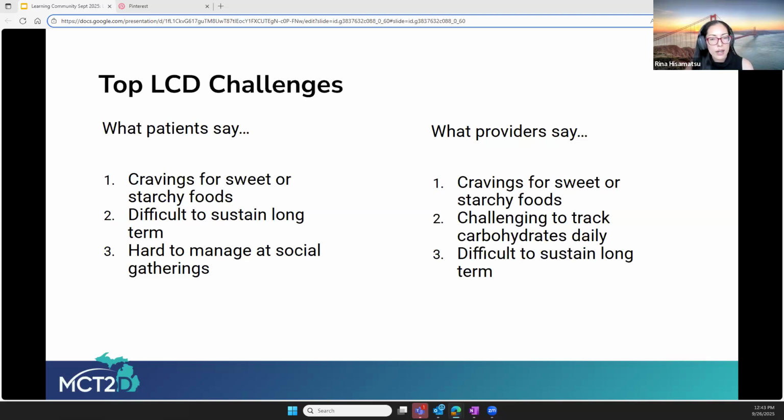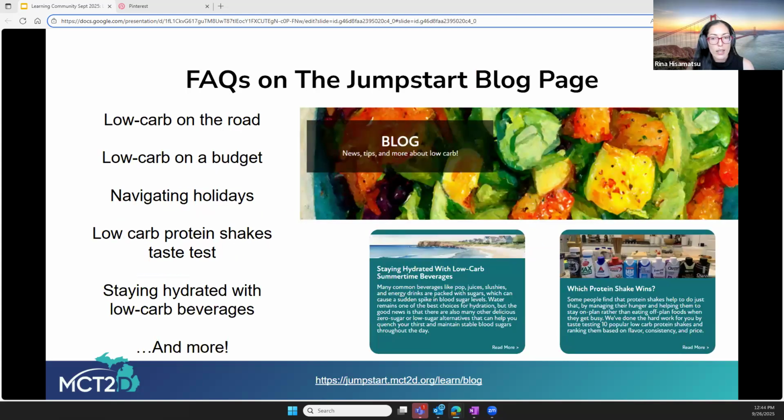Again, many of these challenges we try to address in some of the blog posts that we have on the Jumpstart website, especially when it comes to things like navigating social gatherings or holidays. We have some tips and tricks or strategies that can be helpful to navigate that. Similarly, cooking low carb on a budget, and many more topics. So just wanted to reinforce this resource.